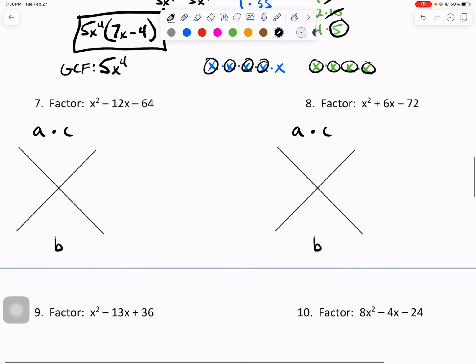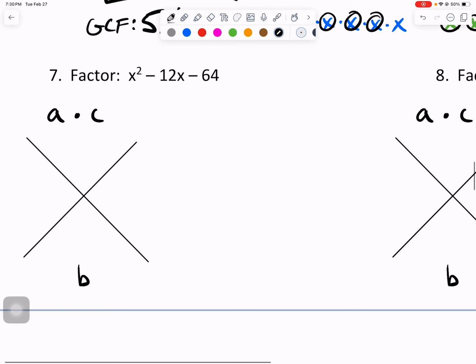All right. Now, I'm sure you guys are all comfortable with labeling by now. However, I do like to do it, because I'm huge on identify, recognize, and sequence. And just in teaching you that, just to build that comfortability as you always move forward positively. Yes, thank you. 1 times negative 64, or A times C, gives us a negative 64. Our B value is negative 12.